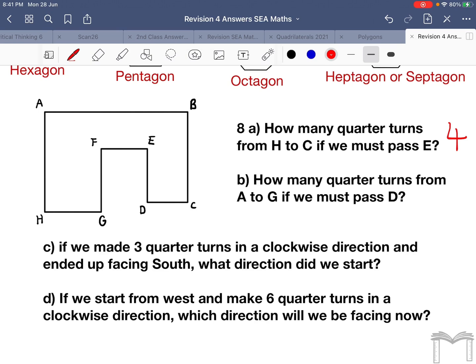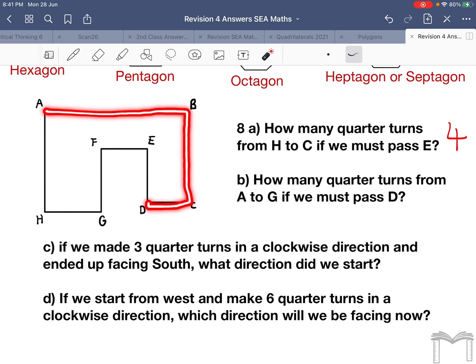Part B. How many quarter turns from A to G if we must pass D? So that's 1 quarter turn, 2 quarter turns, 3 quarter turns, 4 quarter turns, 5 quarter turns. 1, 2, 3, 4, 5.